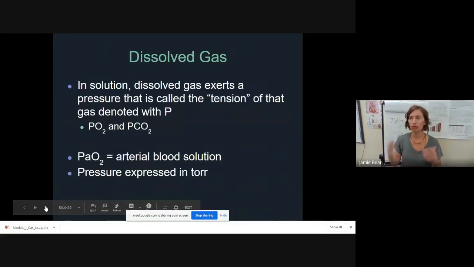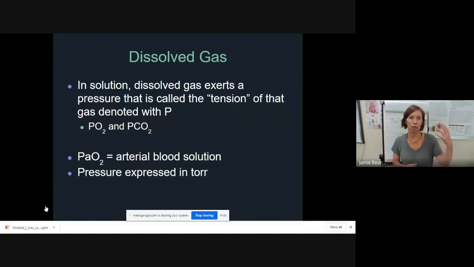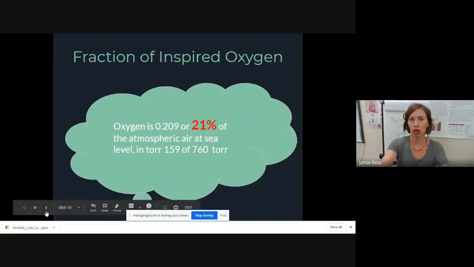So just for some background, a dissolved gas in a solution exerts a pressure that is called the tension of that gas, and it's denoted with a P. So when you keep seeing P, that means pressure. So that's PaO2 or PCO2. Then when we have the next letter, a small a means an arterial blood solution, and a big A means alveolar. So little a arterial, big A alveolar.